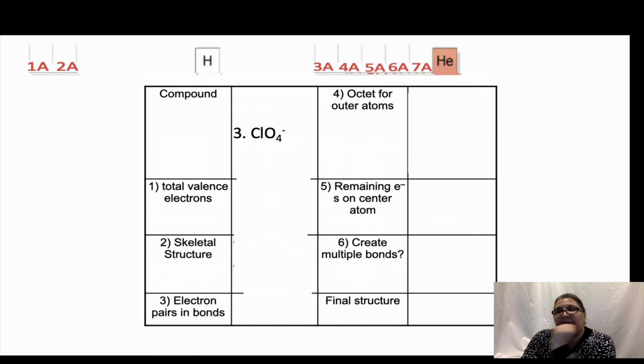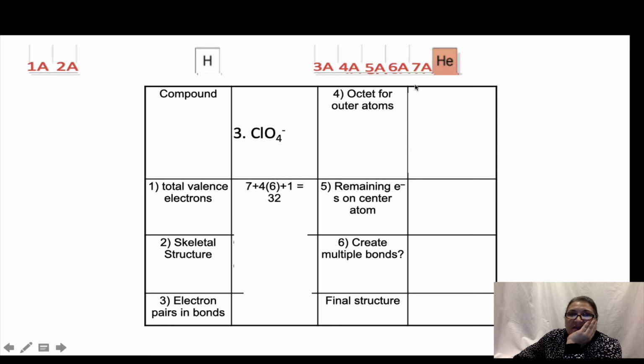Now this one has a charge on it. So the rules are, if it's minus, we add 1. If it's minus 1, we add 1. If it's positive 1, we subtract 1 electron. So let's see. For chlorine, we have 7A. For oxygen, it's 6A, but we have 4 of them. And for the plus charge, we add 1. So it's 32. If you forget about the charge, then you're off a little bit.